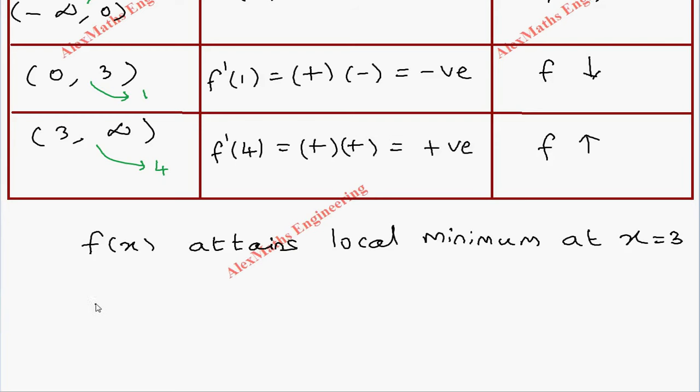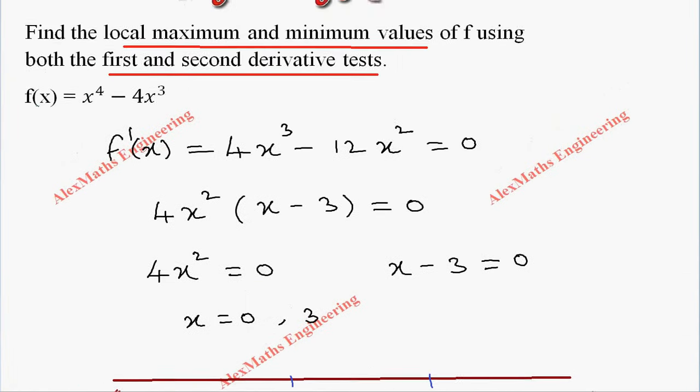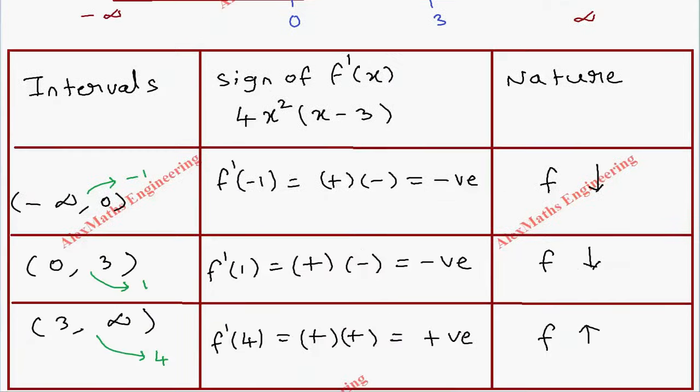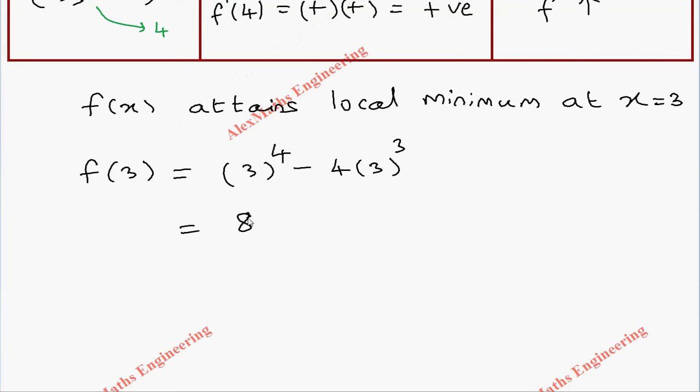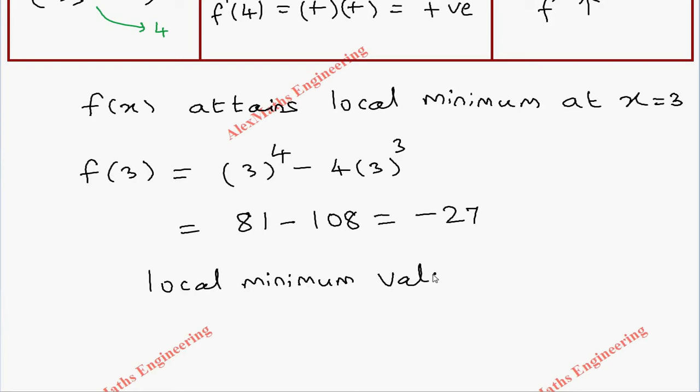If you want the minimum value, we have to substitute 3 in f of x. So here we substitute in x power 4 minus 4 x cubed. So 3 power 4 minus 4 into 3 power 3. Totally 3 power 4 is 81, minus 3 cubed is 27, 27 into 4 is 108. After subtraction, we get minus 27. So minus 27 is the local minimum value.